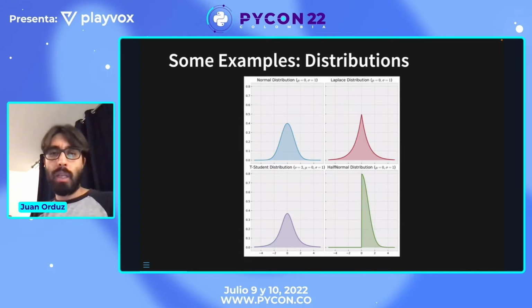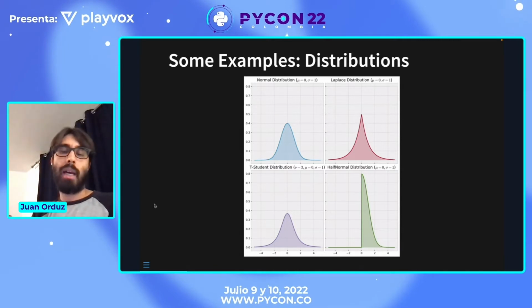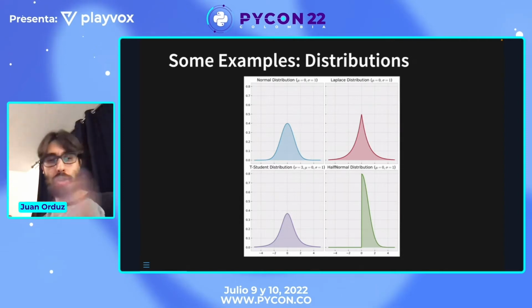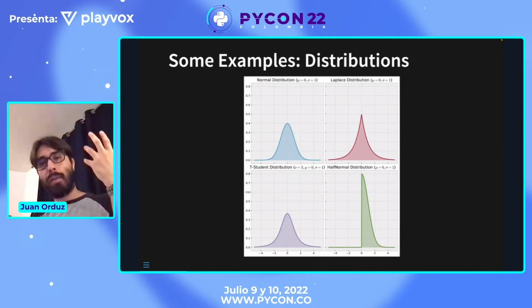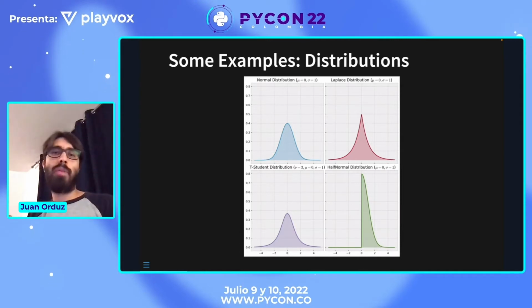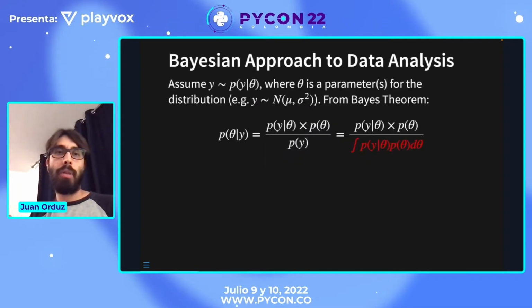And the last example is the half normal, which is actually just the normal distribution in blue, but you just cut it in half. And as the area needs to add up to one, this one gets a little bit taller because it's chopping off half of it. So what is important, and the message here, is that many distributions that appear in practice are parameterized by certain parameters which we would like to learn. So this is how one uses the Bayesian approach in data analysis.